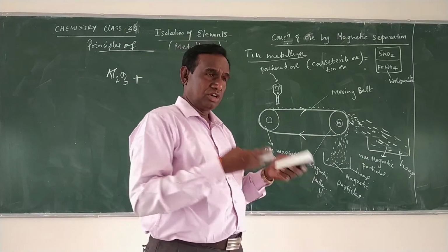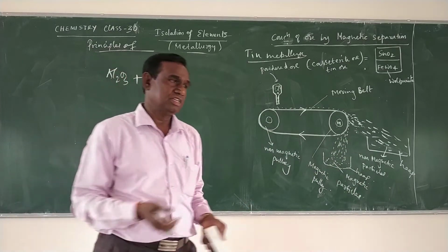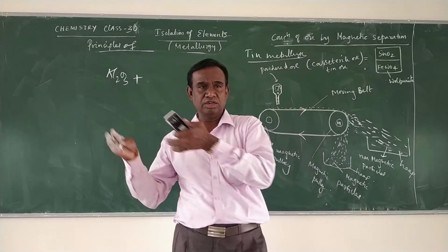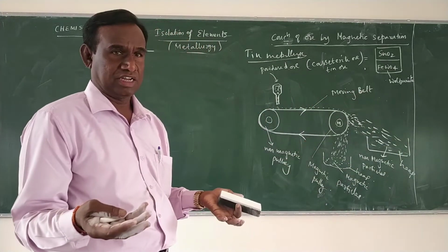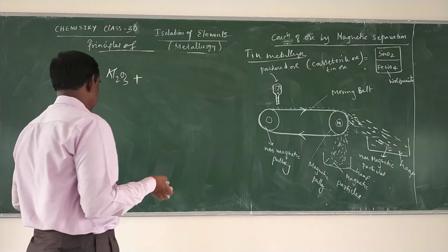In the third step, hydrated alumina is taken out and heated to 1470 Kelvin, so that it decomposes, giving pure alumina. So that is nothing but your leaching process. I have already explained this in the last class.